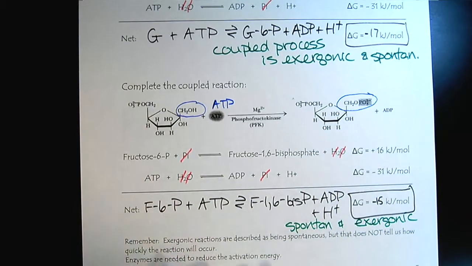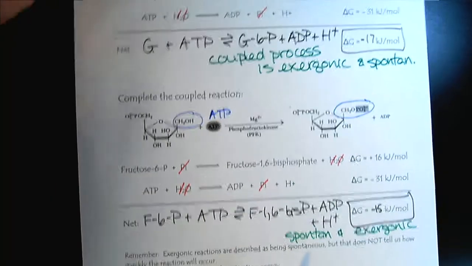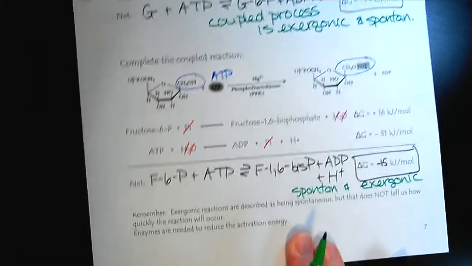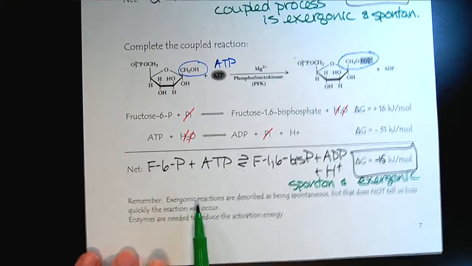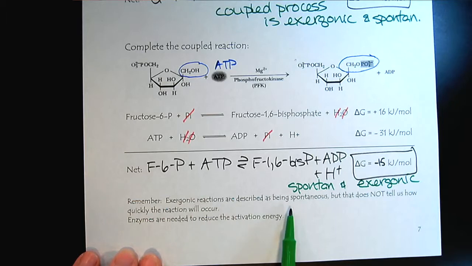Okay, and just a little footnote to keep in mind. Remember that exergonic reactions are described as being spontaneous, but they don't tell us how quickly they occur. We still need those enzymes to reduce the activation energy.